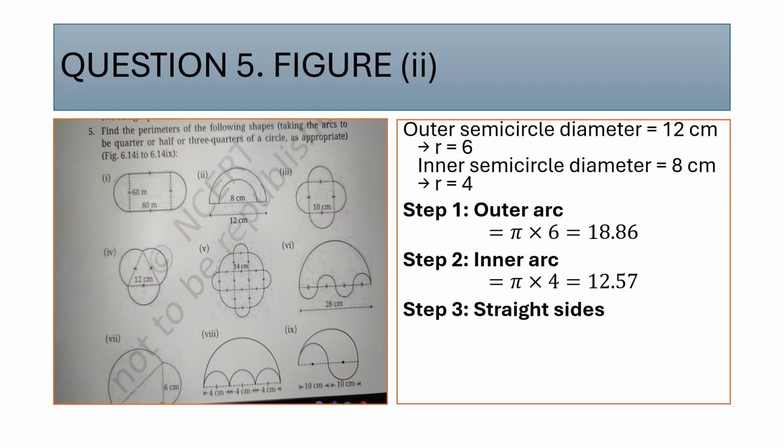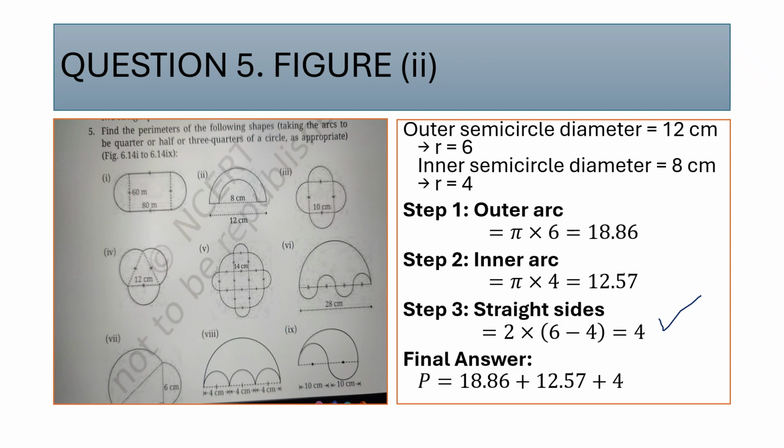12.57. Now straight sides. What are the straight sides here? Even in this we find two sides. So 2 into (6 minus 4), that is 6 minus 4 is 2, and 2 into 2 will be 4. So here this is your 4. So what will be the final answer now? Final answer will be 18.86 plus 12.57 plus this 4, and when you add it, you will get the final answer.